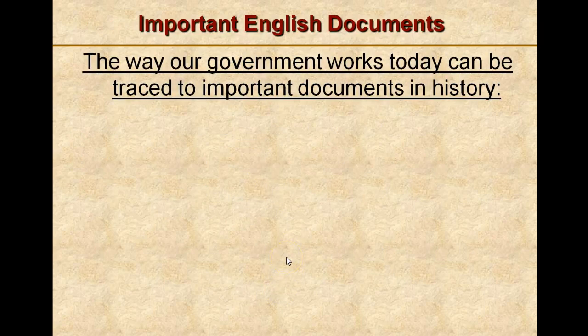Okay, so let's look at important English documents. The way our government works today can be traced to important documents over history, and what we're really focusing on here is the idea of limiting the power of government, and this concept of limited government. In Great Britain, the king was in charge of society and made all the rules, and whatever the king wanted, the king could pretty much get.